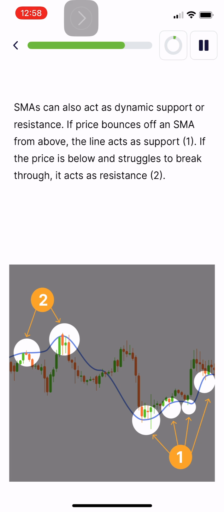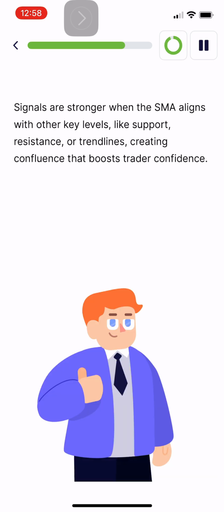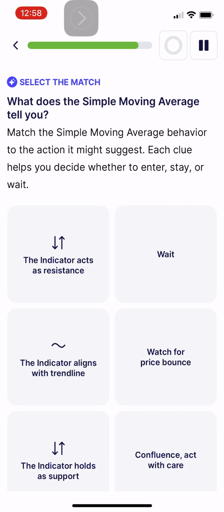SMAs can also act as dynamic support or resistance. If price bounces off an SMA from above, the line acts as support. If the price is below and struggles to break through, it acts as resistance. Signals are stronger when the SMA aligns with other key levels like support, resistance, or trend lines, creating confluence that boosts trader confidence.